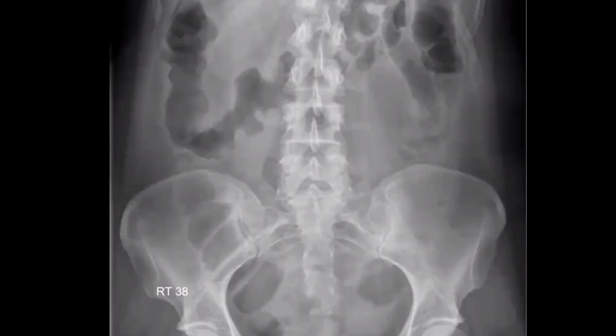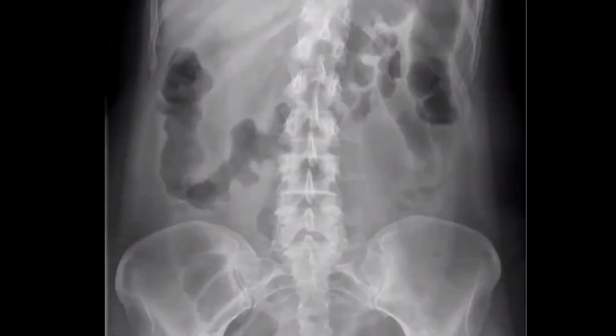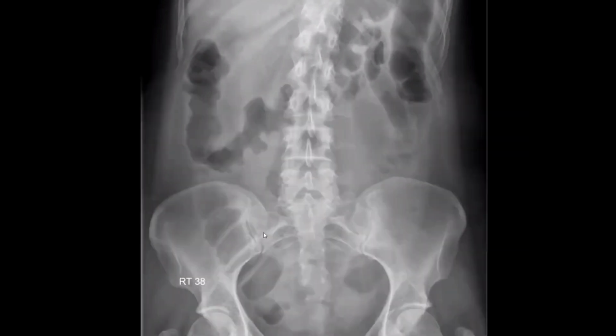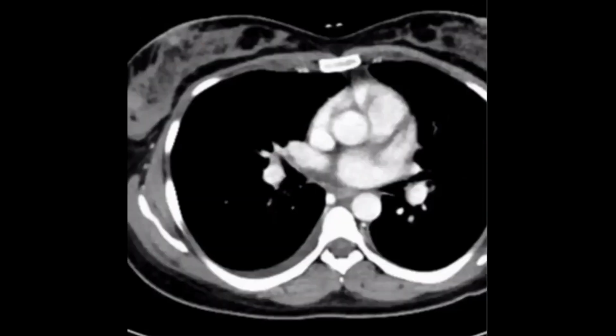This is another case of, I think, a classic sun printing appearance involving the transverse colon and the hepatic flexure. If you have something like this, you will say I have sun printing denoting submucosal edema of the colonic wall. It's a long segment, so my logical thinking will be colitis.